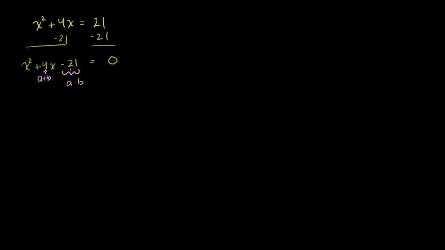And so let's see, the numbers that jump out at me are 7 and 3. If I have negative 7 and positive 3, I would get negative 4. So let's do positive 7 and negative 3. So the a and b are positive 7 and negative 3. When I take their product, I get negative 21. When I take their sum, I get positive 4. So I could rewrite this equation as x plus 7 times x minus 3 is equal to 0.